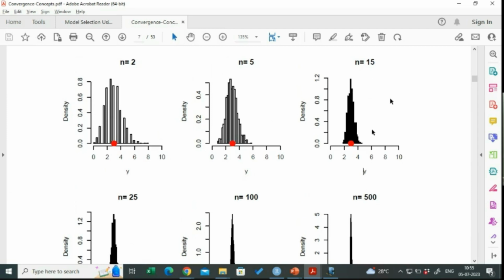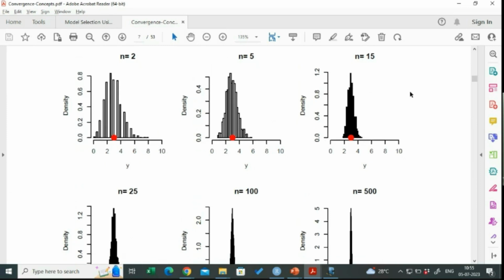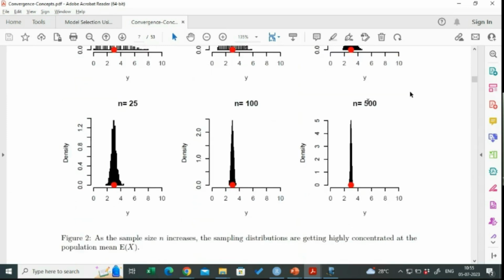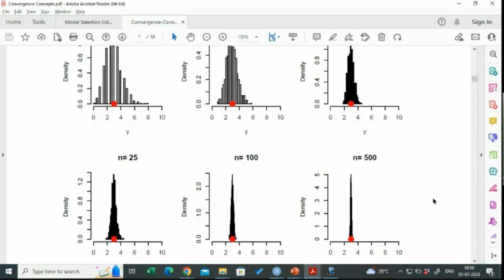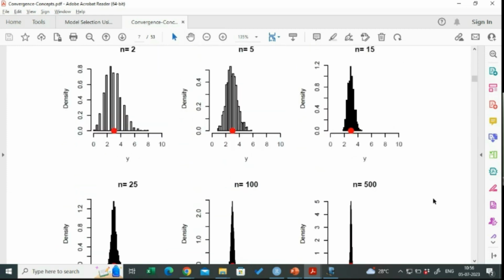I draw a histogram. It got heavily concentrated. As the experiment is done for 500 samples, you see that the variation of the averages that they have got becomes extremely small. So that means as sample size increases, the sampling distribution is getting highly concentrated at the population mean. Right? Now you understand that.